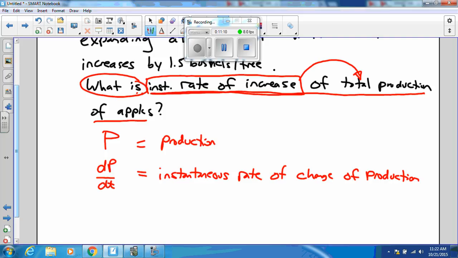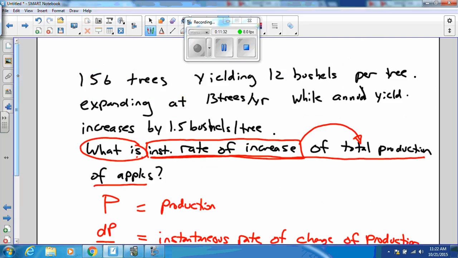Now we have to come back and ask, what is my equation for P? Because I will not be able to find dP/dt unless I know what P is in terms of time. So what we need is a basic formula that is going to come from common sense or algebra 1, nothing really hard. Let me go back to this. If I have 156 trees yielding 12 bushels per tree, and I asked you how many total bushels I get, how would you find that?